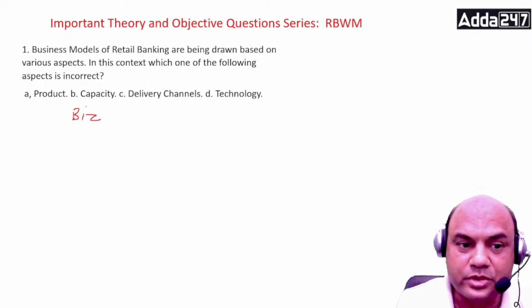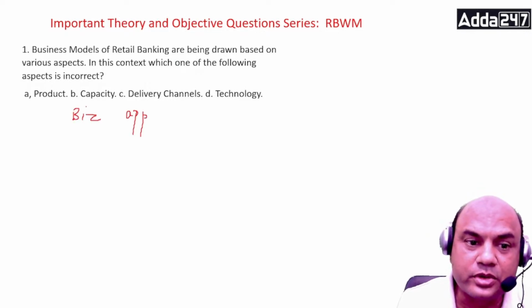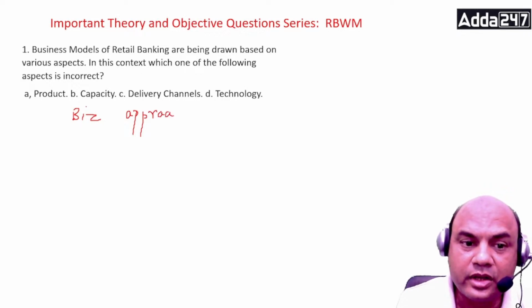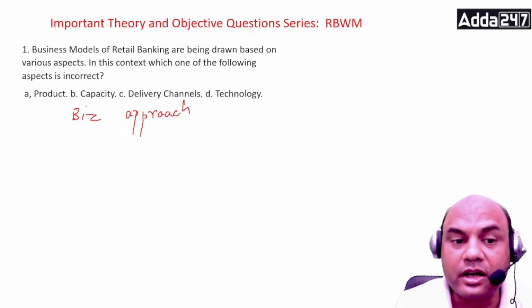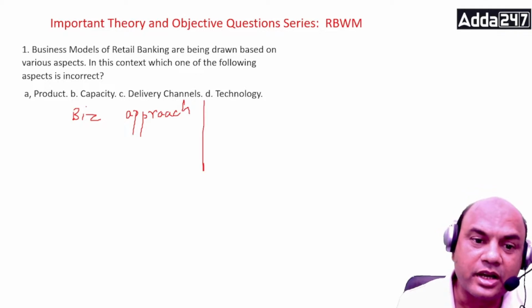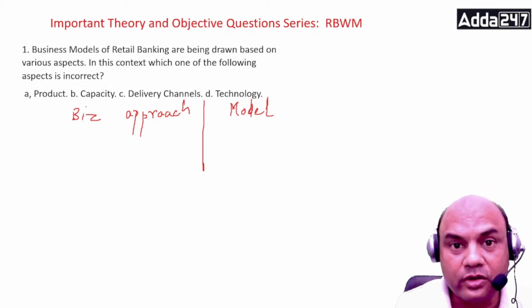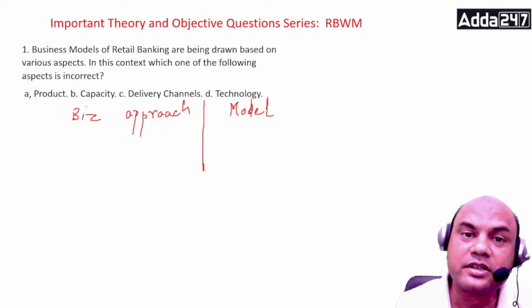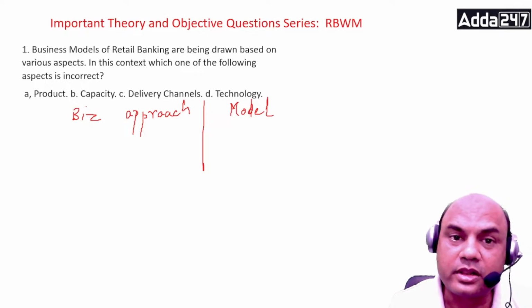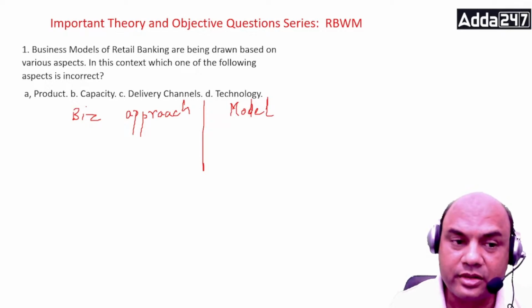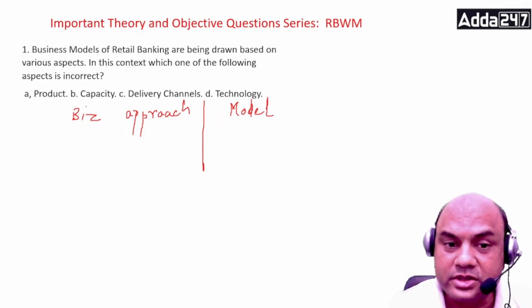Business approach means SBU, departmental approach, integrated approach. That is approach. And models means there are four models. Which are the models? Four models: horizontally organized, vertically organized, predominantly horizontal, predominantly vertical. So now we are talking of these models.